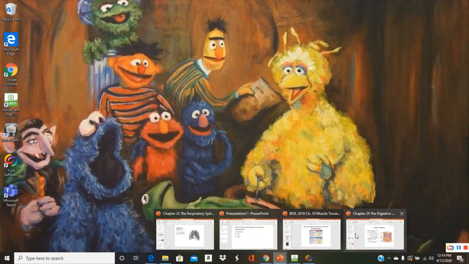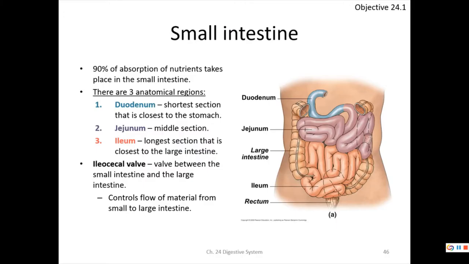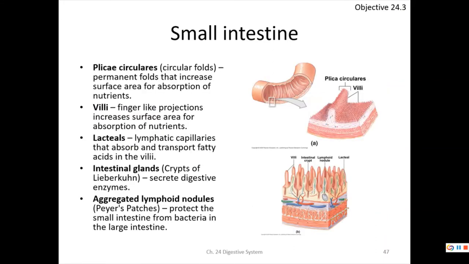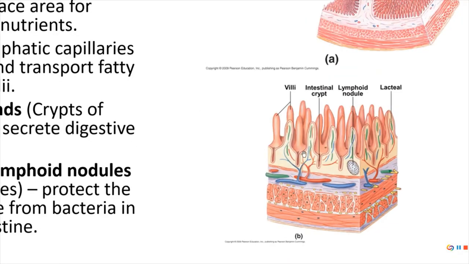So, all right, now the small intestines. These have the plica circularis. These are circular folds that encircle the entirety of the small intestines. They increase the surface area for absorption. Along with that are the villi. The villi are the finger-like projections that also increase surface area for absorption. Then there will be lacteals, and a lacteal is a lymphatic capillary found within the villi to absorb and transport fatty acids.